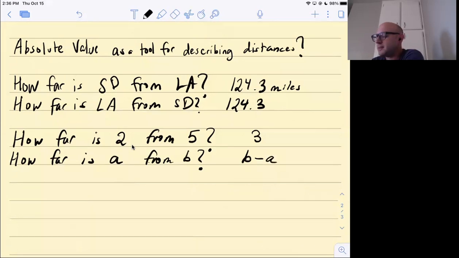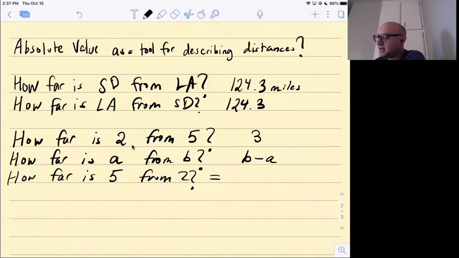Okay, anyone know what I'm going to ask next? Let's apply this formula. Anyone want to take a guess? Yes, exactly. Now let's use the formula: how far is 5 from 2? What happens if I follow the exact pattern and use the exact formula?